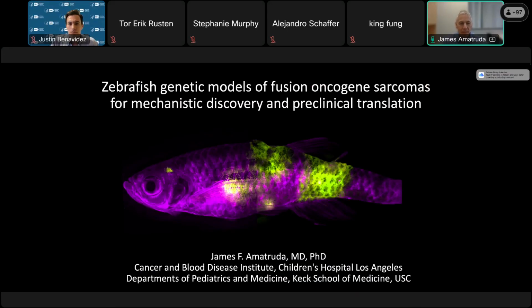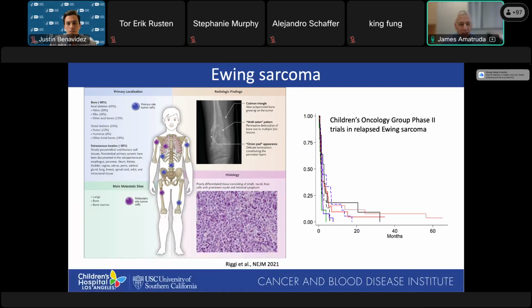In keeping with the spirit of today's talk, I'll try to highlight along the way some of the strengths and weaknesses of the models that I use and look forward to a robust discussion afterwards. The topic I'd like to talk about today is a central focus of my lab: Ewing sarcoma. This is a bone and soft tissue tumor of children, adolescents, and young adults.